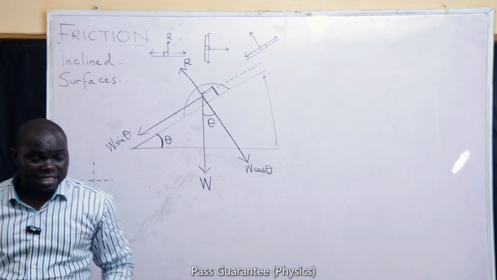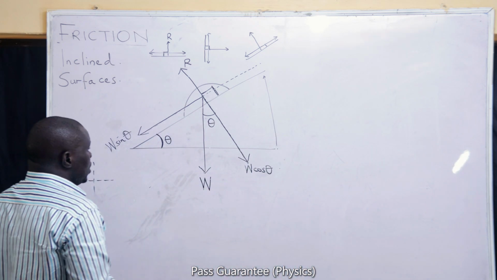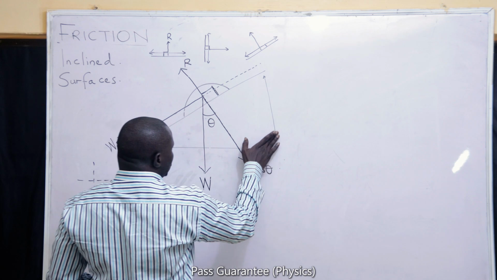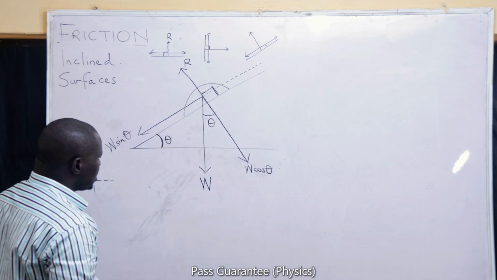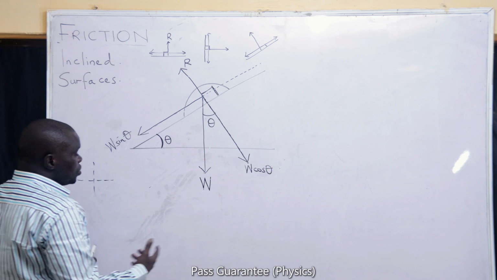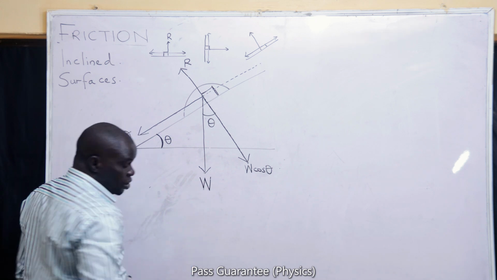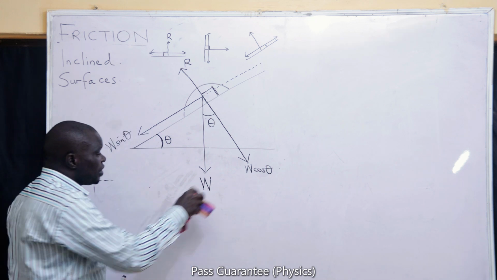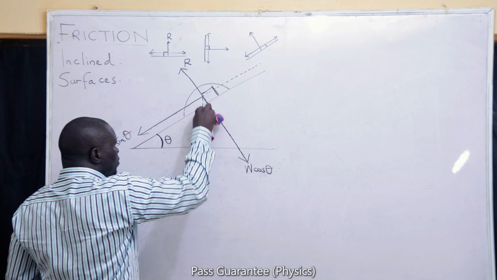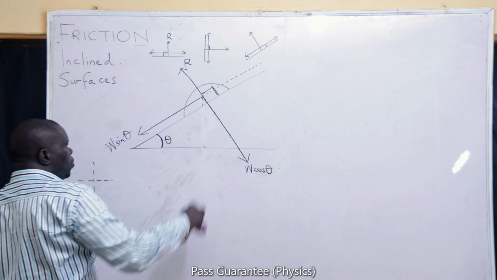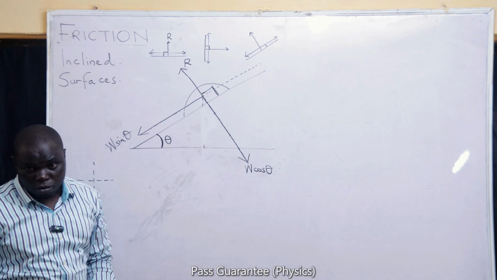If that is the case, we can now continue. If we are told that with the whole of these arrangements, will the object move or not? I can even cancel W since I've resolved it. If you have resolved a vector, you don't need that vector anymore. What direction do you think this object will move to?